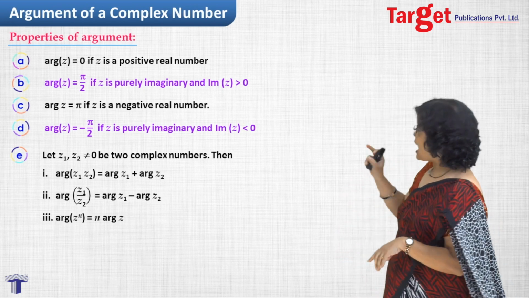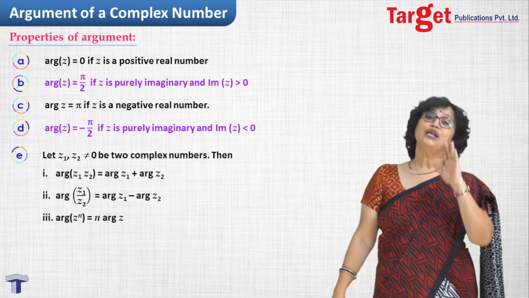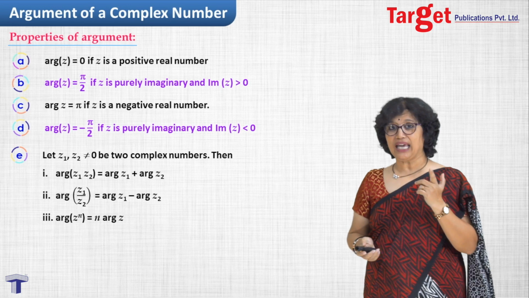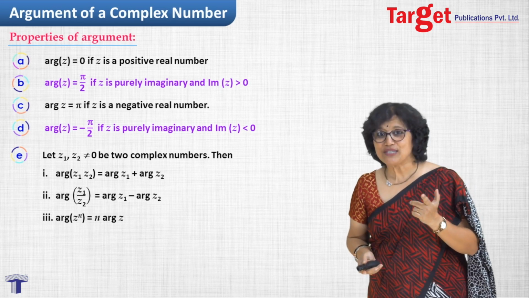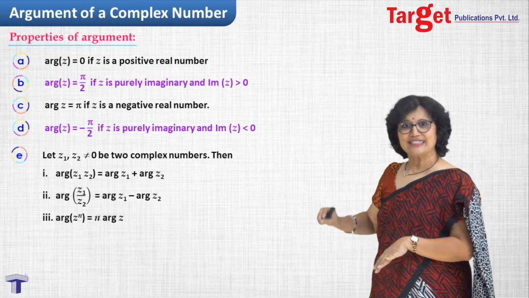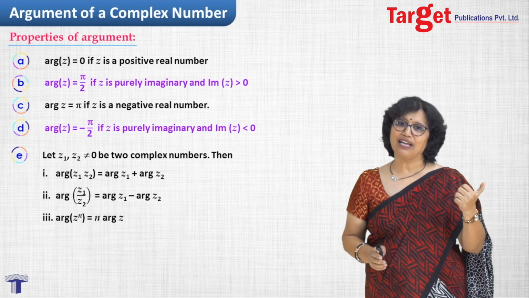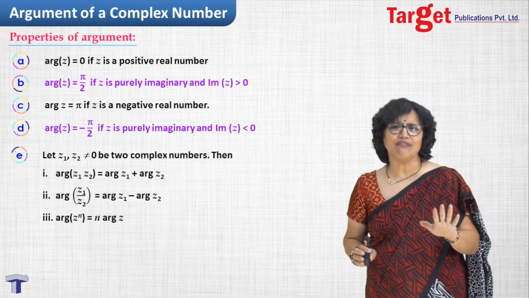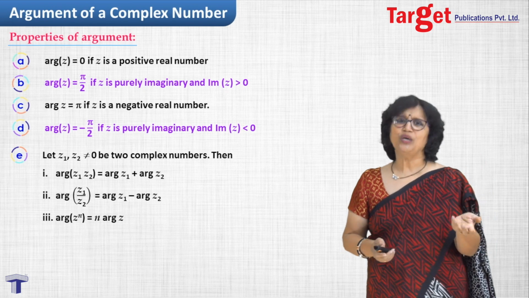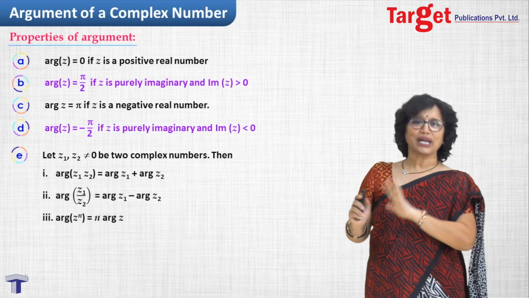And the third property is argument of z raised to n equals n times argument of z. Those who have understood how those two properties look like logarithm, you have seen similar properties, they would immediately say, yes, these three properties look like nothing but what we have done in case of logarithm. I am just giving you this similarity so that you can remember them. You have done something similar before, so you can remember.